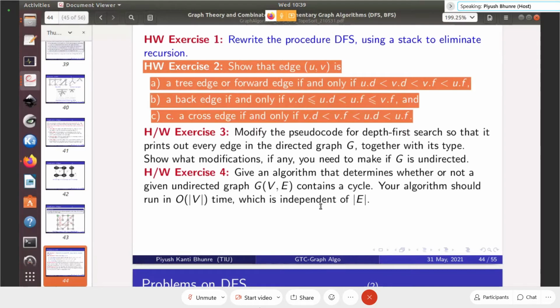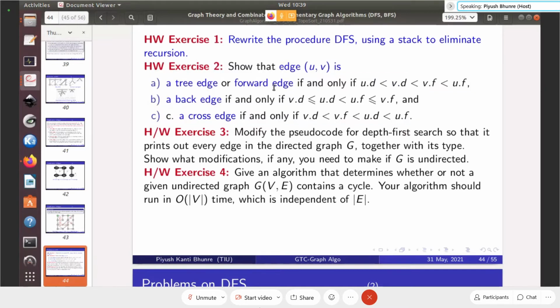For an undirected graph, actually you will have two kinds of edges. One is tree edge, another is back edge, right? But in a directed graph there could be actually four types of edges: the tree edge, forward edge, back edge and cross edge.